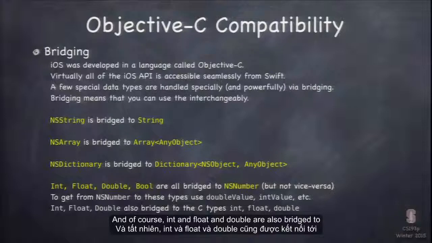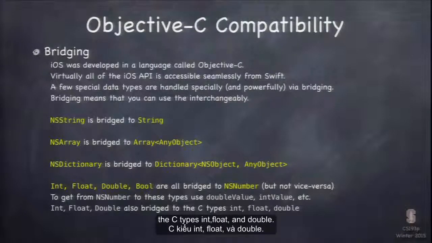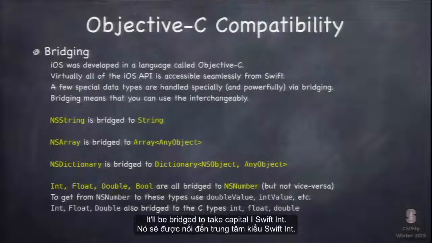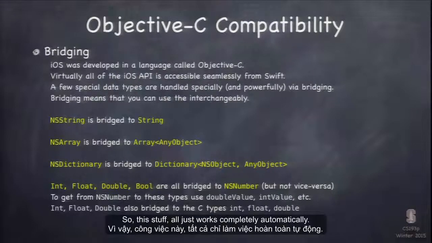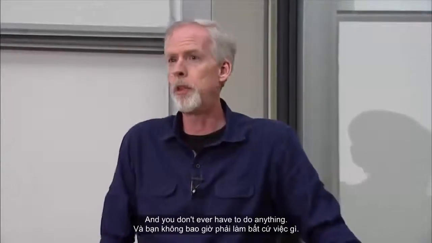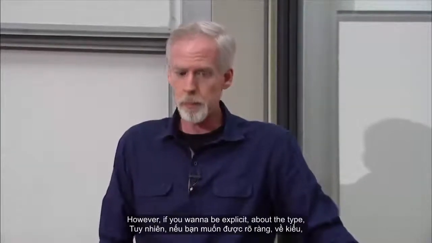And of course, Int and Float and Double are also bridged to the C types, int, float, and double. So if you had an API that takes an int, a C int, it'll be bridged to take the capital I Swift Int. So this stuff all just works completely automatically, and you don't have to do anything.